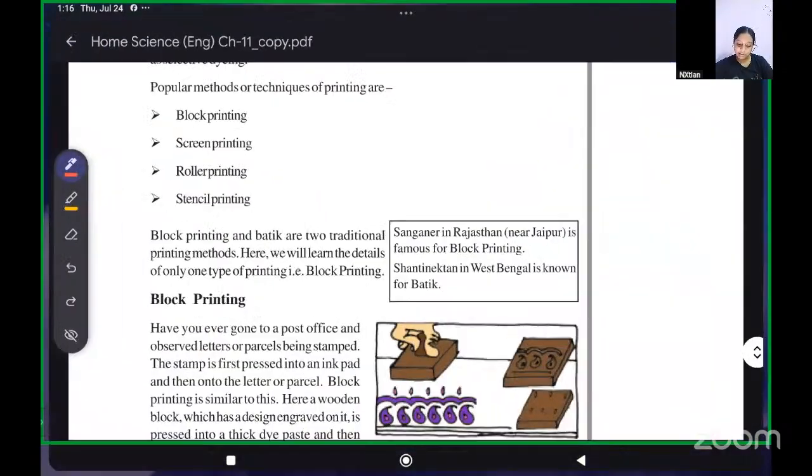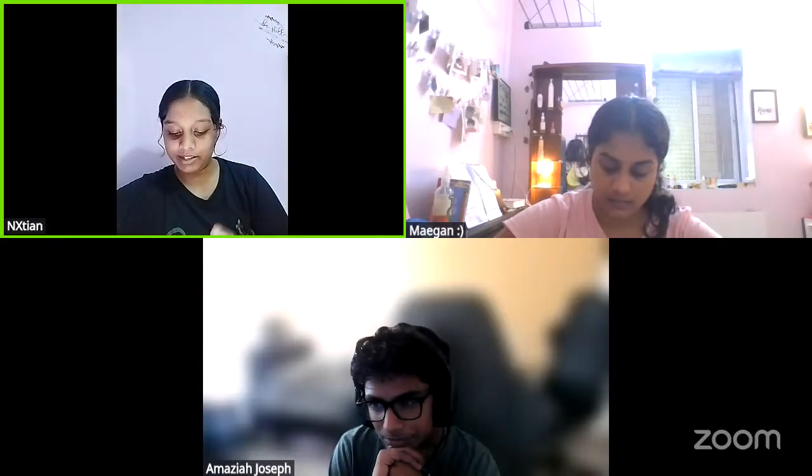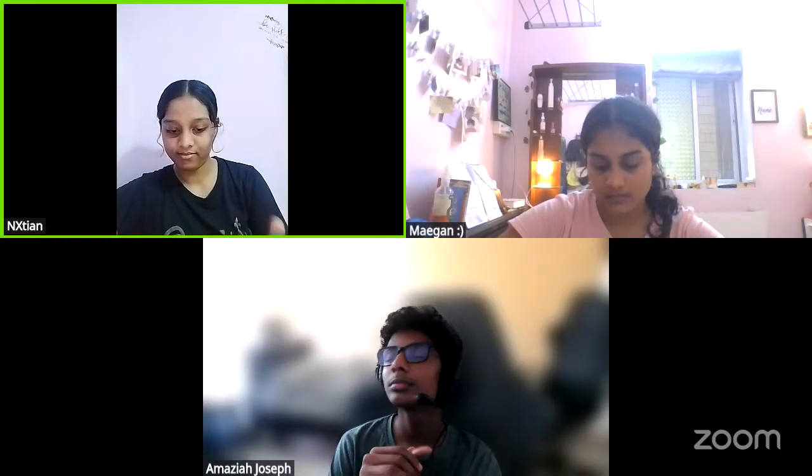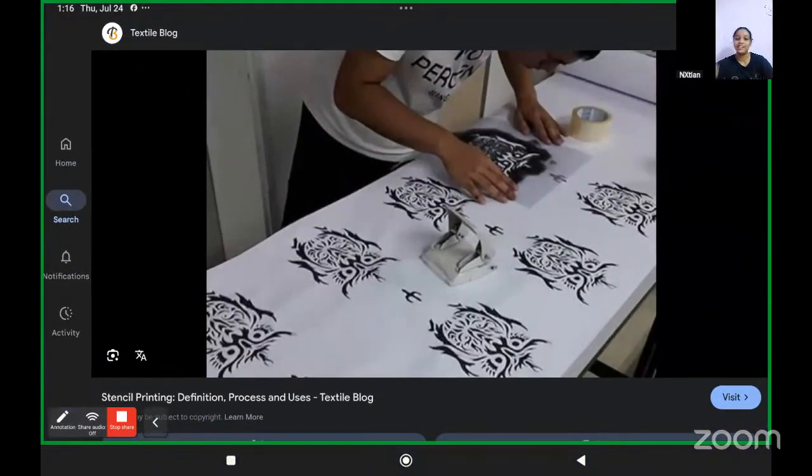And the last one is stencil printing. Let's see stencil printing. This is even done on walls, if you've seen it. The stencil is placed and the roller is applied. Then the stencil is placed again and the roller is applied. So it creates those designs on the walls.